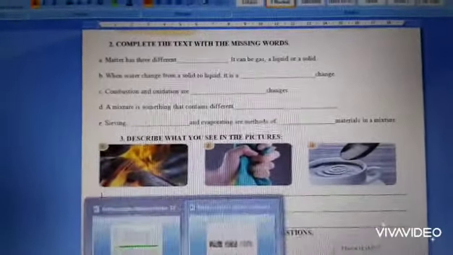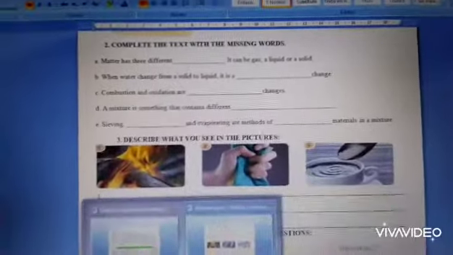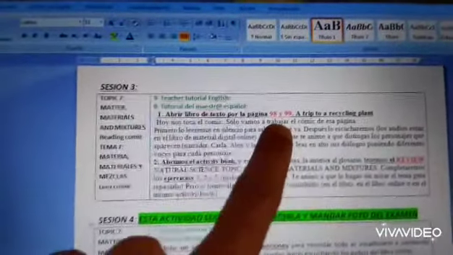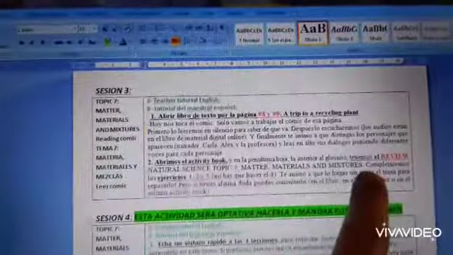And once you finish exercises 1, 2, and 3, if you come back to the instructions, here we finish session number 3 with the reading of the comic, A Trip to the Recycling Plant, and the exercises in the review 1, 2, and 3.